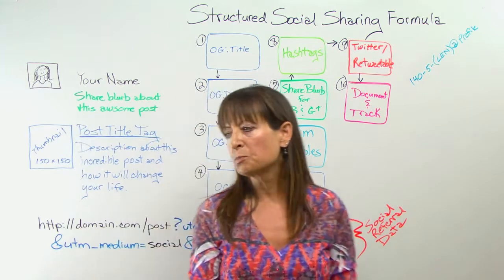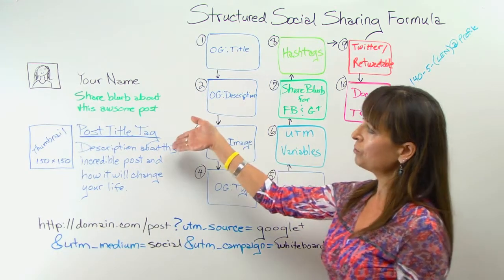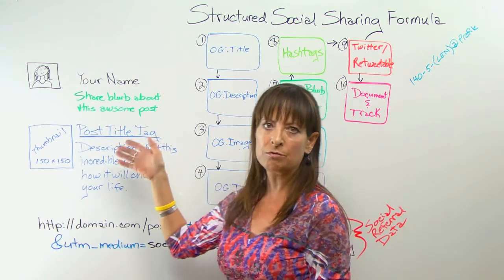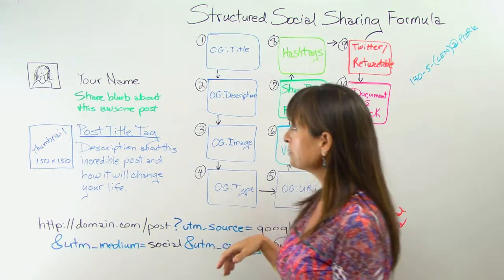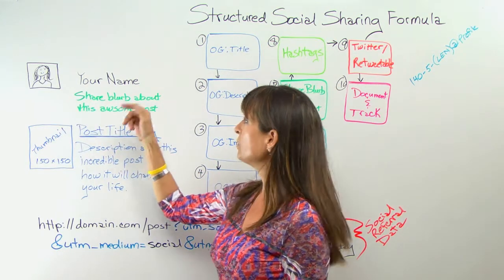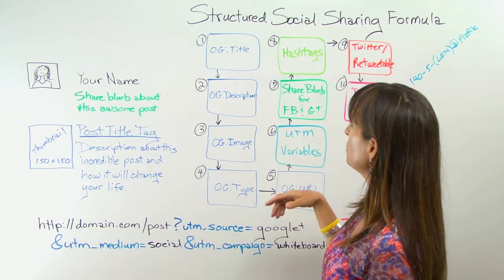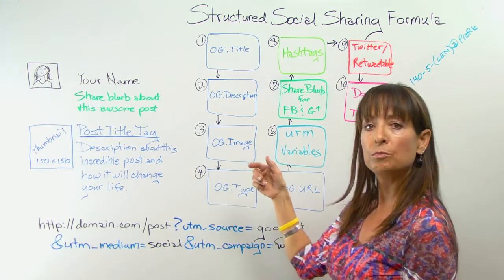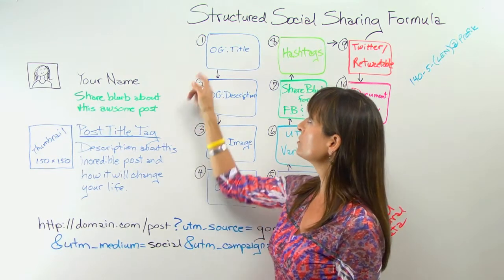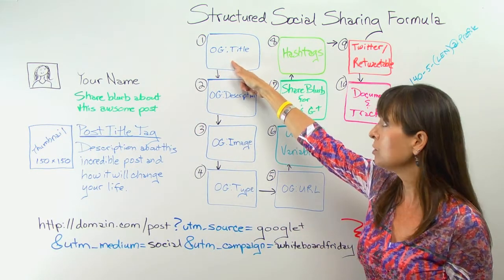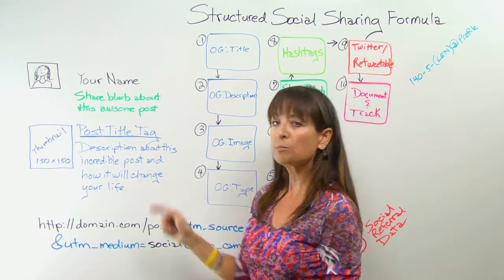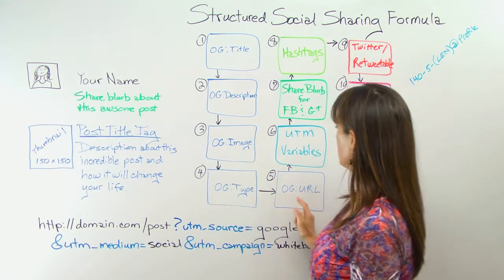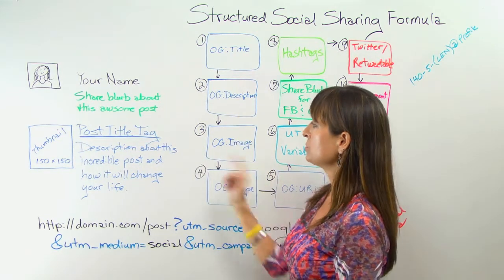So let's break this down. Over here, we have the anatomy of a share snippet. The elements on Facebook and Google Plus are the same. You have your avatar, and then you have your name. It starts out with your share blurb about the post. Then here's your title tag, which is controlled right here by the OG title, and that becomes an anchor link to your page, to your URL. So keep in mind those two are related.